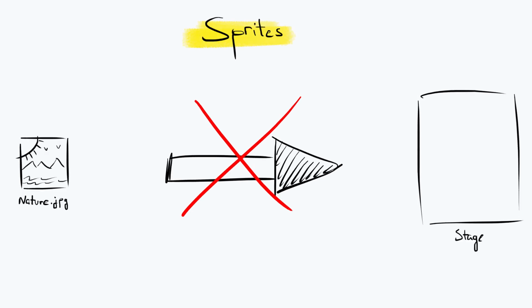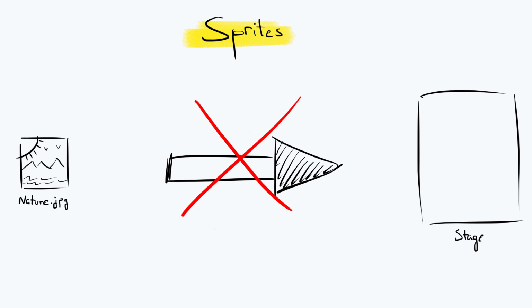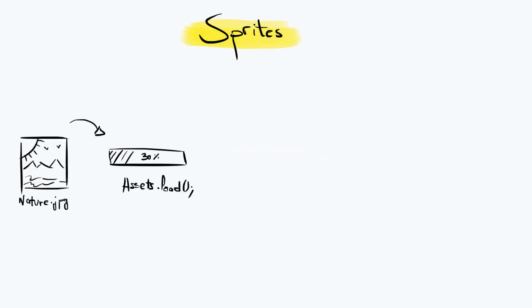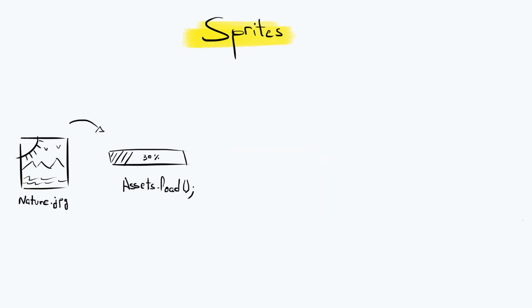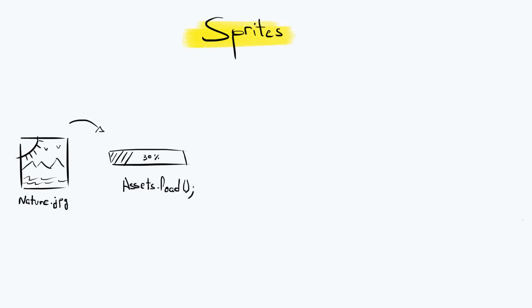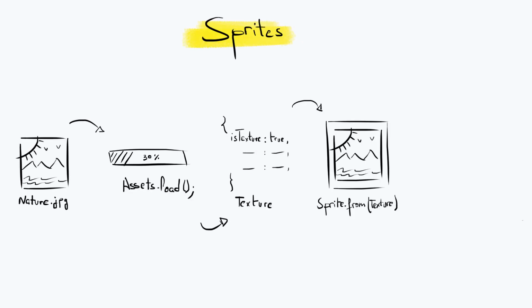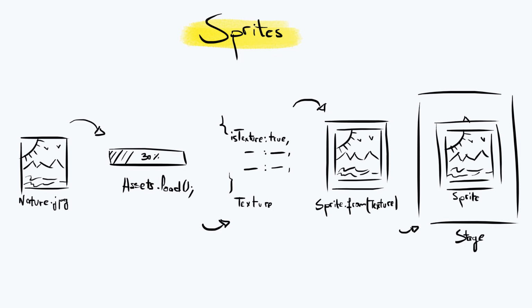We can't add images directly to the stage, so before displaying an image we need to go through a couple of steps first. The first step is load the image using the assets package. I'll cover this in detail in a later video. The loading process ends with the image being transformed into a texture object. The second step is create a sprite object using that texture, then add it to the stage.